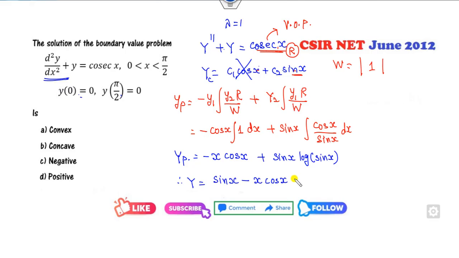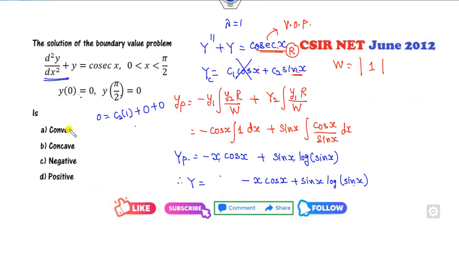cos x. Okay, y of 0 is 0, sin 0 is 0, c1 is 0, fine, plus sin x log of sin x. Now at pi by 2, left hand side is 0, c2 is 1, cos pi by 2 is 0, sin pi by 2 is 1, log of 1 is 0, so c2 is also 0. So finally your solution will be this one.